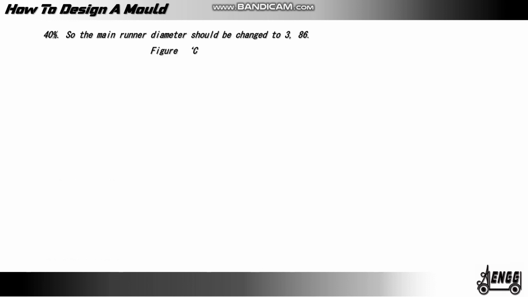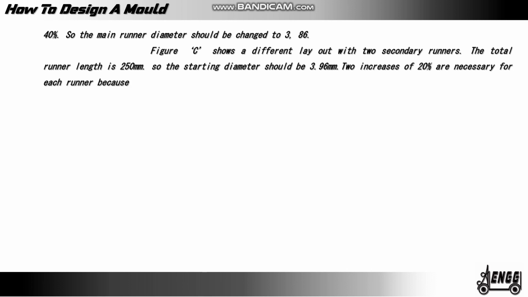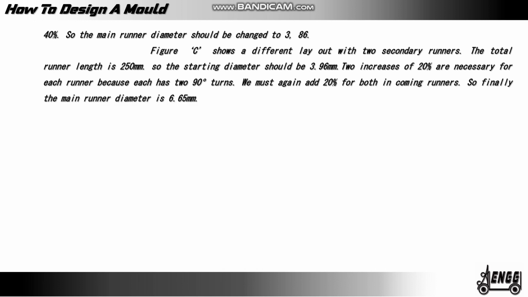Figure C shows a different layout with two secondary runners. The total runner length is 250 mm. So the starting diameter should be 3.96 mm. Two increases of 20% are necessary for each runner because each has 90-degree turns. We must again add 20% for both incoming runners. So finally the main runner diameter is 6.65 mm.